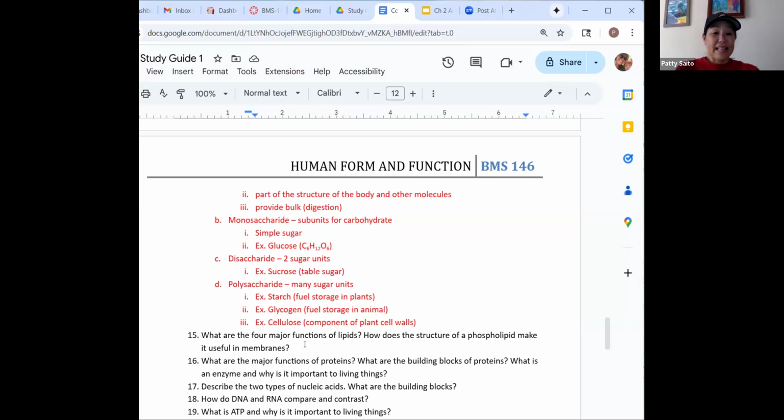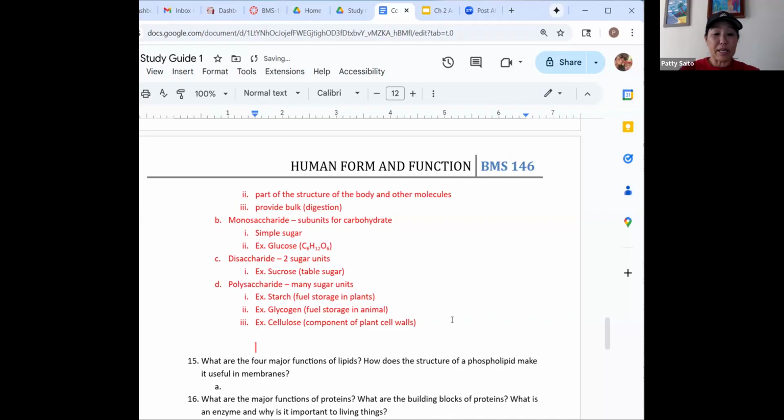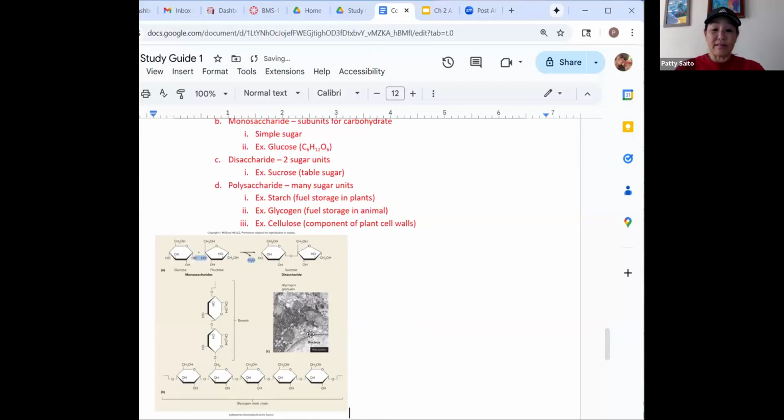All right, let's talk about some lipids. Let me show you some pictures first. And remember, all these pictures I get straight from the textbook images. So I have them under the lecture image link in the ungraded lecture resources.